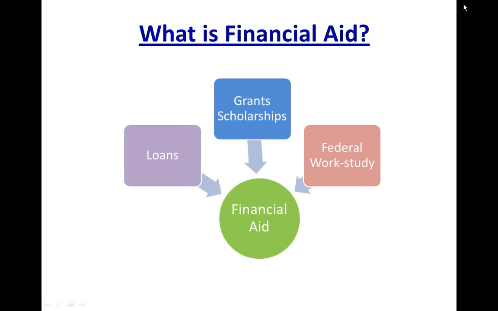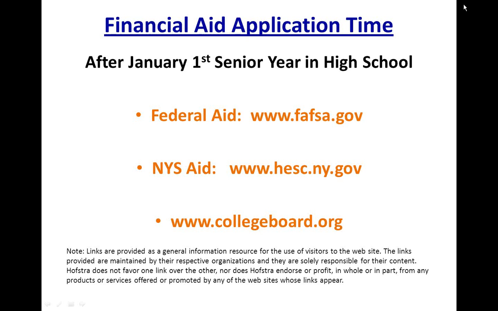Financial aid is comprised of three major categories: grants and scholarships, gift aid, which does not have to be repaid; loans, which could be in the form of student loans or parent loans and are repaid with interest once the student graduates from college; and the federal Work-Study program, a program which allows students to work and earn money and help pay for college in the form of a paycheck.